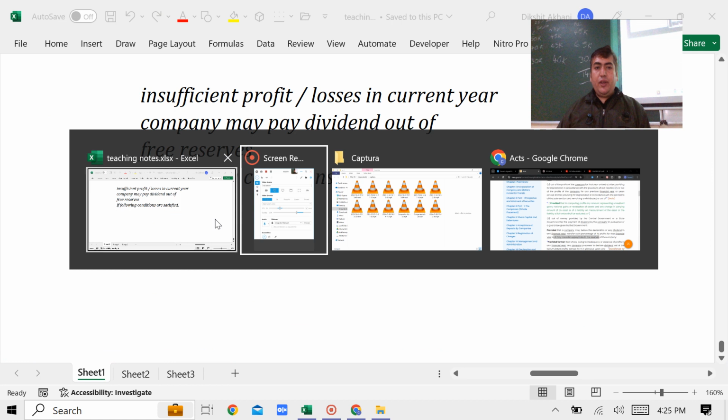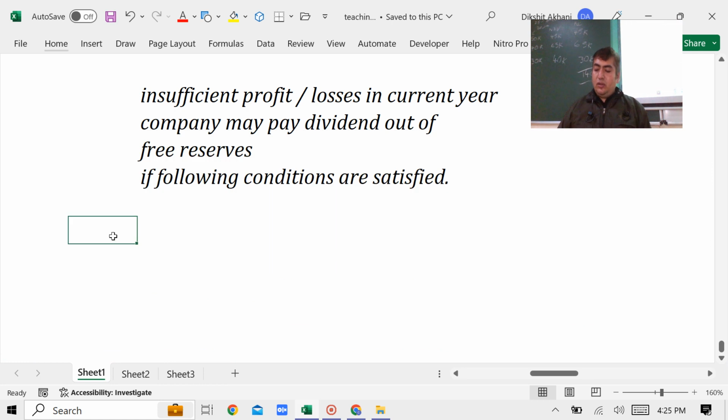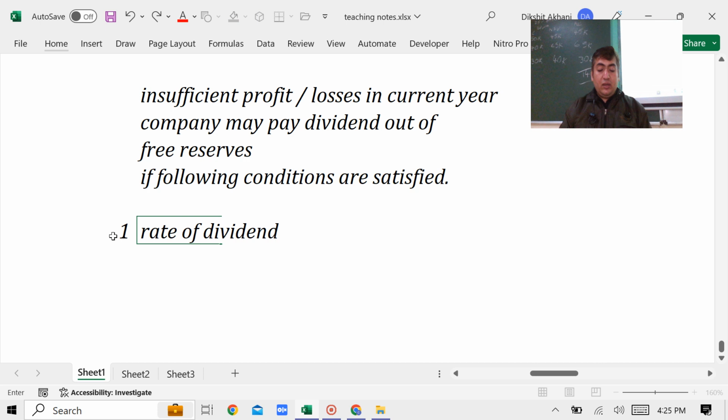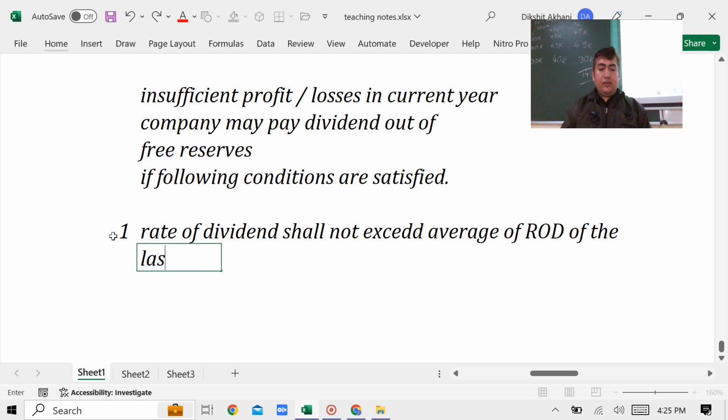First condition what the law imposes here is, your first condition is: the rate of dividend shall not exceed the average of the rate of dividend of the last 3 financial years.